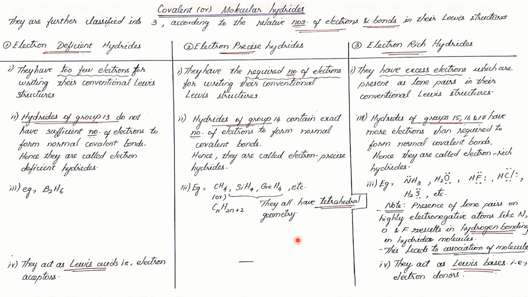Electron-rich hydrides act as Lewis bases because they have excess electrons in them. They can donate these excess electrons to electron-deficient molecules, so they can act as electron donors. Clear? So electron-rich hydrides act as Lewis bases, and Lewis bases are electron donors. Electron-deficient hydrides can act as Lewis acids. Clear? They are electron acceptors.